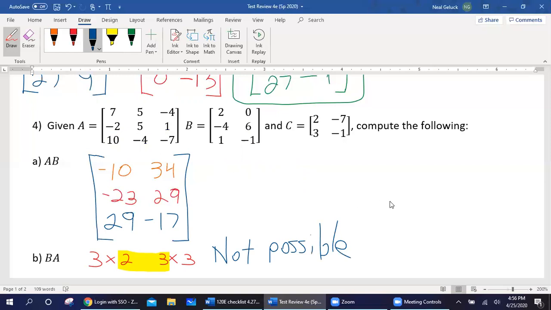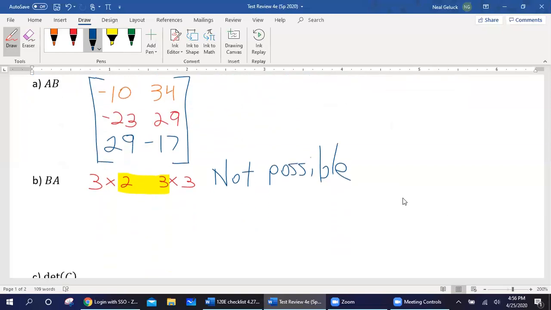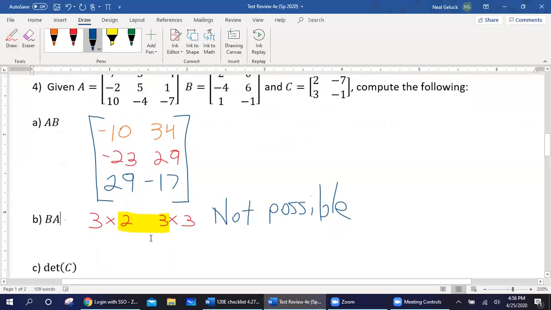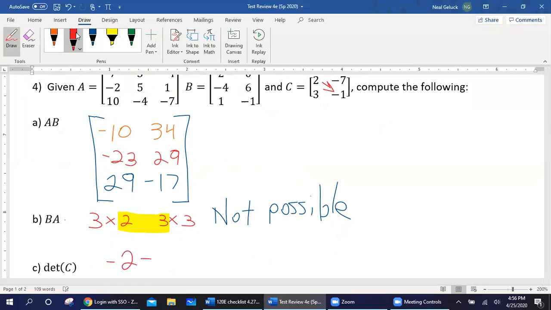And for letter C, it wants the determinant of matrix C. So determinant of C, that's very simple. That's just multiply diagonally. That's going to be -2 minus multiply diagonally. That's -21. Careful, that's going to become -2 plus 21, 19.